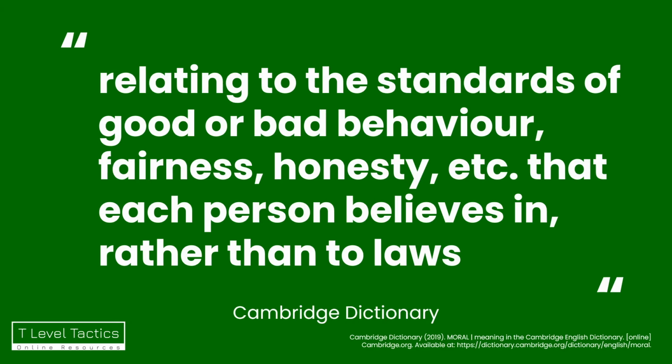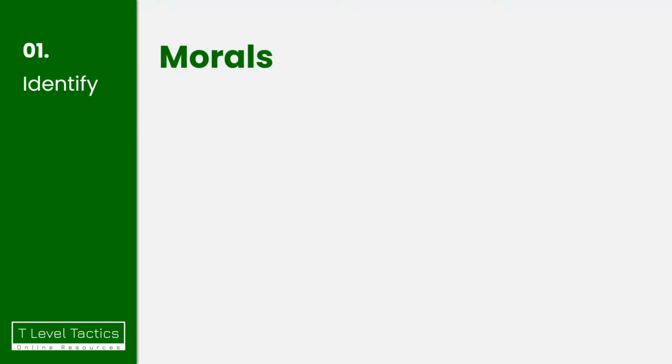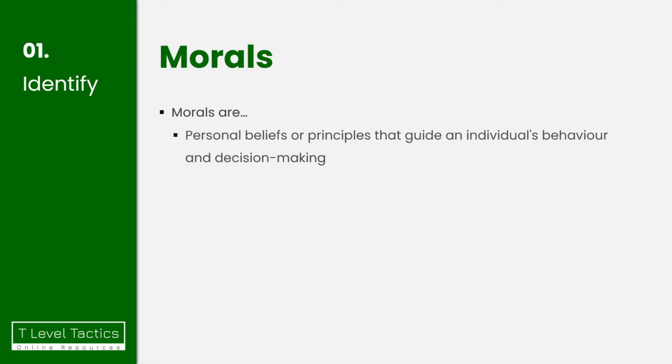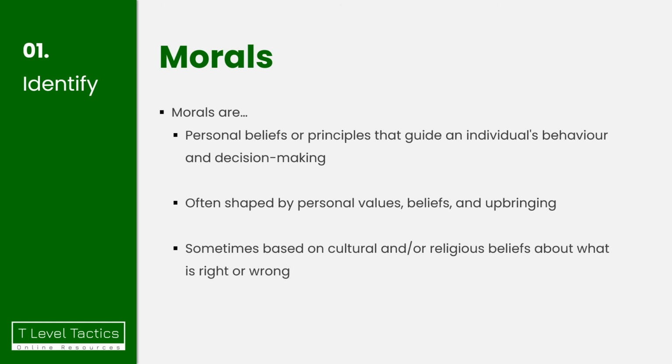If you look in the Cambridge Dictionary, it will say that morals relate to the standards of good or bad behaviour, fairness, honesty that each person believes in, rather than to laws. So, morals are personal beliefs or principles that guide an individual's behaviour and decision-making. They're often shaped by personal values, beliefs, and upbringing, and can sometimes be based on cultural or religious beliefs about what's right or wrong. And morals can be subjective and can vary from person to person.